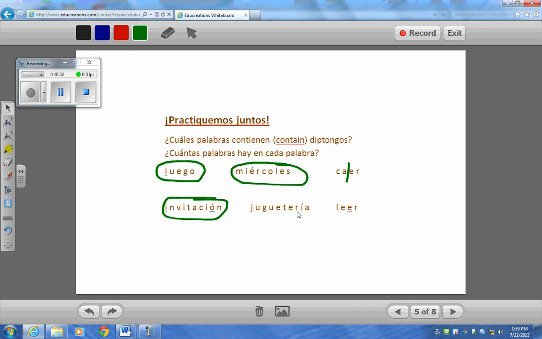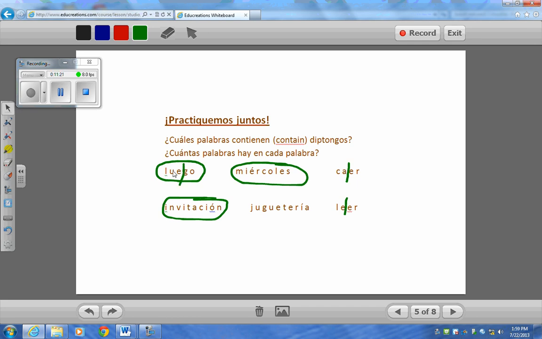Juguetería. You hear me breaking the diphthong. There's a weak and a strong. The accent is on the weak, so it's breaking it apart. Juguetería. So this is not a diphthong anymore. And leer, just like we said before, two strong vowels, that is not a diphthong. Okay, so ¿cuántas palabras hay? This is supposed to say cuántas sílabas hay en cada palabra. Let's look.